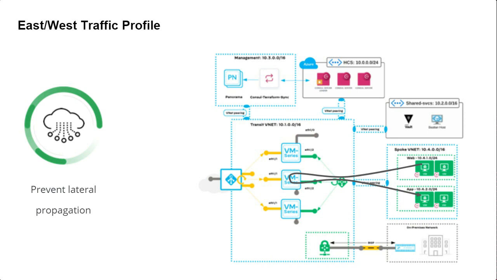And east-west is truly important as well. As I mentioned earlier, imagine your front end gets compromised. Now, a common technique attackers use is lateral propagation, right? So you start to move from one server to the other. So once they start hitting that jackpot or your crown jewels, they start to use data.